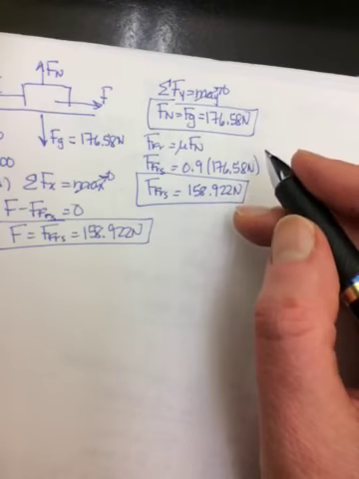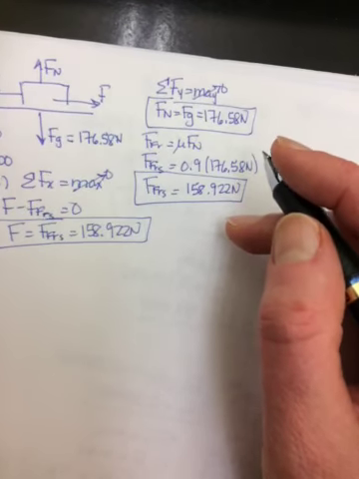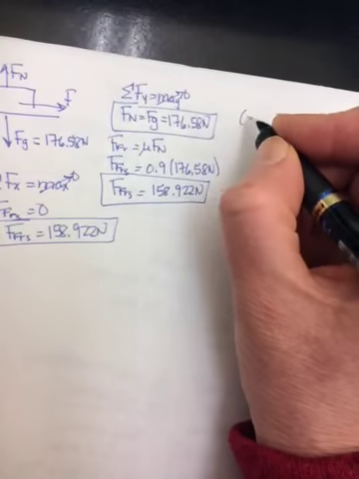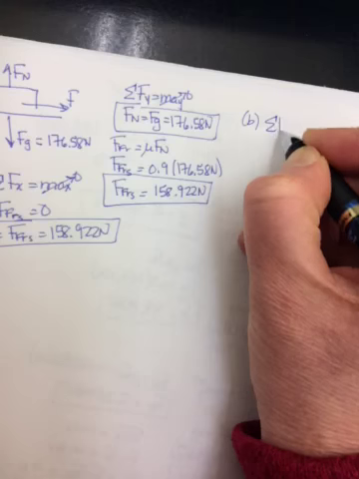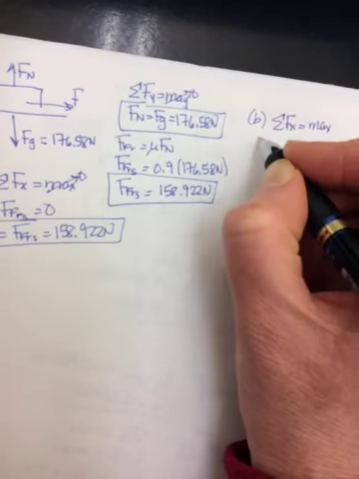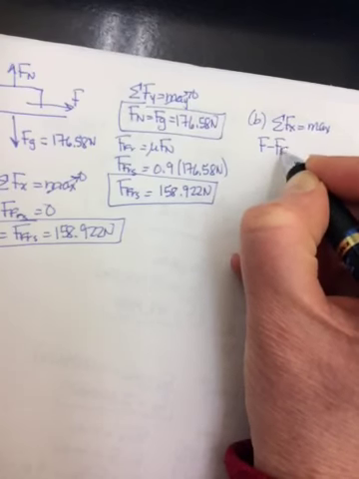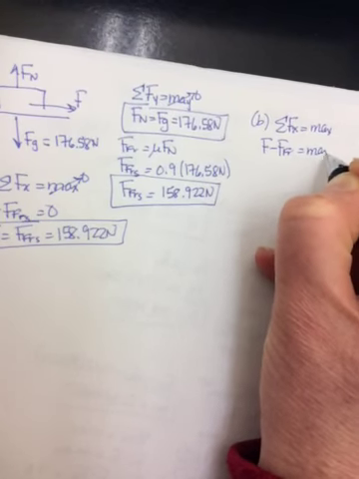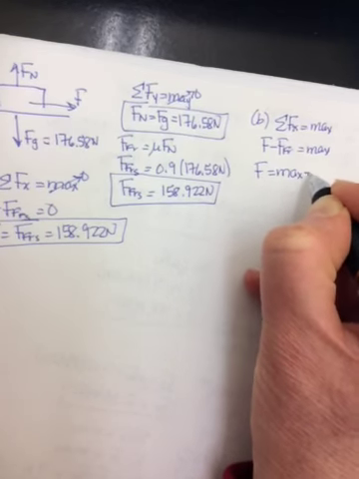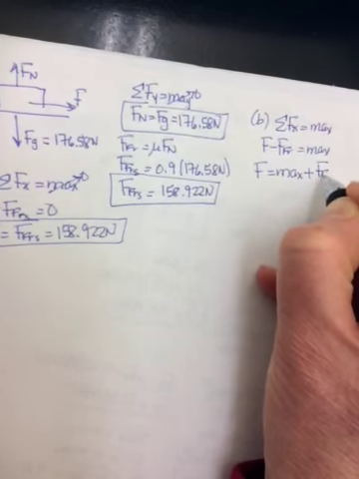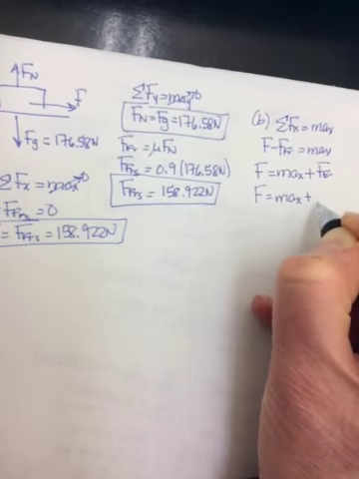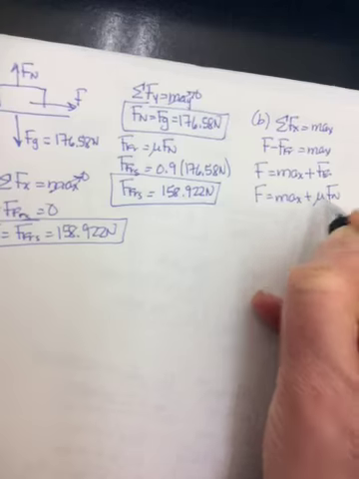So then B says calculate the force needed to accelerate it at a rate of 2 meters per second squared when it is moving. So sum of the forces in the x direction will equal MAX, and it will be F minus friction is equal to MAX. We're looking for F, so take your friction to the other side, so it becomes plus friction. And remember, friction is fun, so it's plus mu Fn.